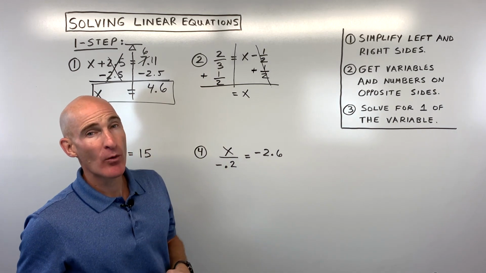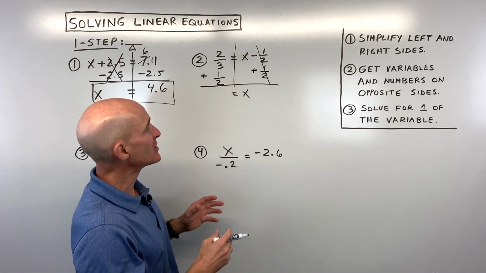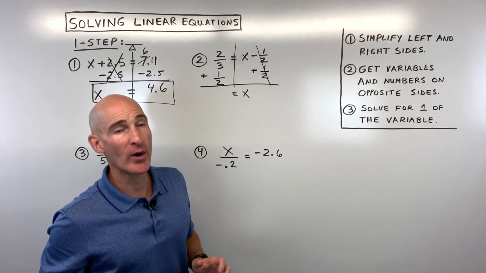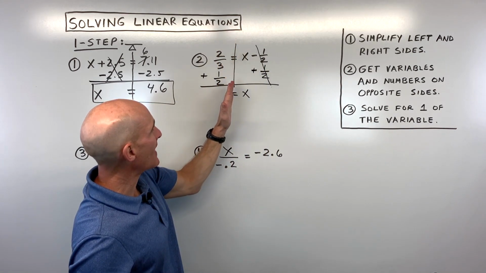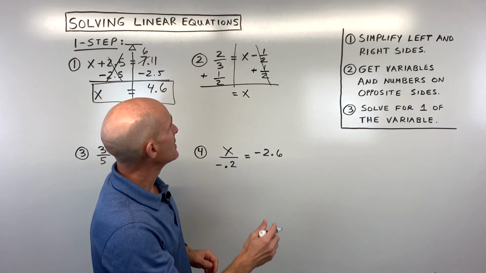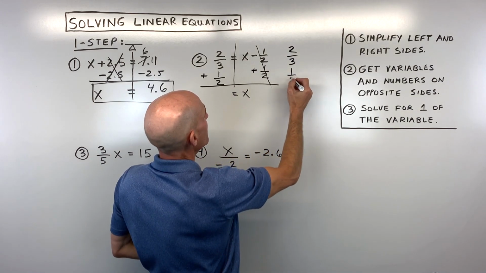Sometimes when you're working through these steps, if you have to do some calculations, it doesn't hurt to do some of the work on the side and then bring it back into the equation. But it's helpful to keep things lined up, your equal signs lined up, and to be very neat and organized. So we'll go over here to the side. We'll say 2/3 plus 1/2.